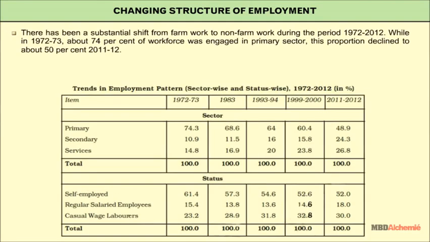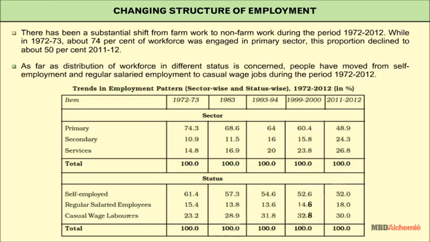There has been a substantial shift from farm work to non-farm work during the period of 1972 to 2012. While in 1972 to 73, about 74% of the workforce was engaged in the primary sector, this proportion declined to about 50% in 2011 to 2012. As far as distribution of workforce in different status is concerned, people have moved from self-employment and regular salaried employment to casual wage jobs during the period of 1972 to 2012.